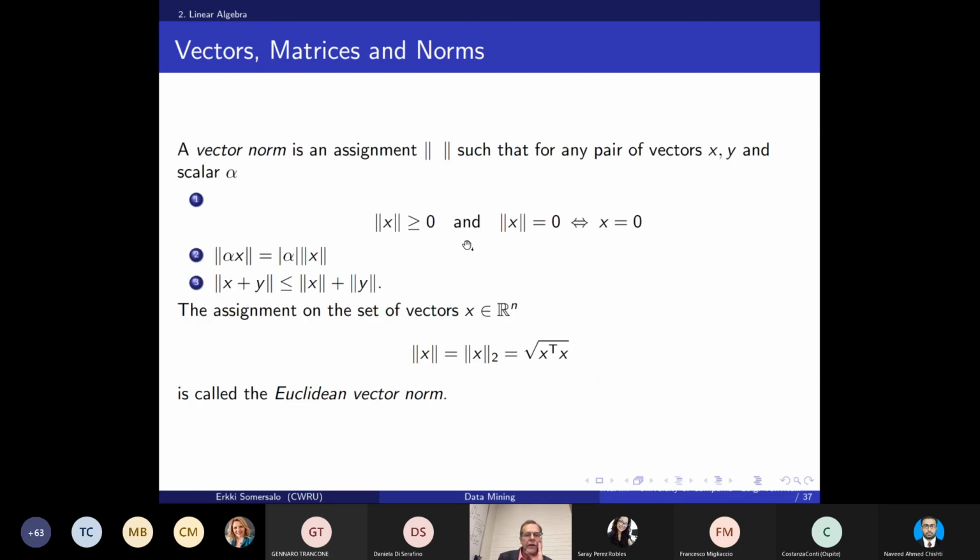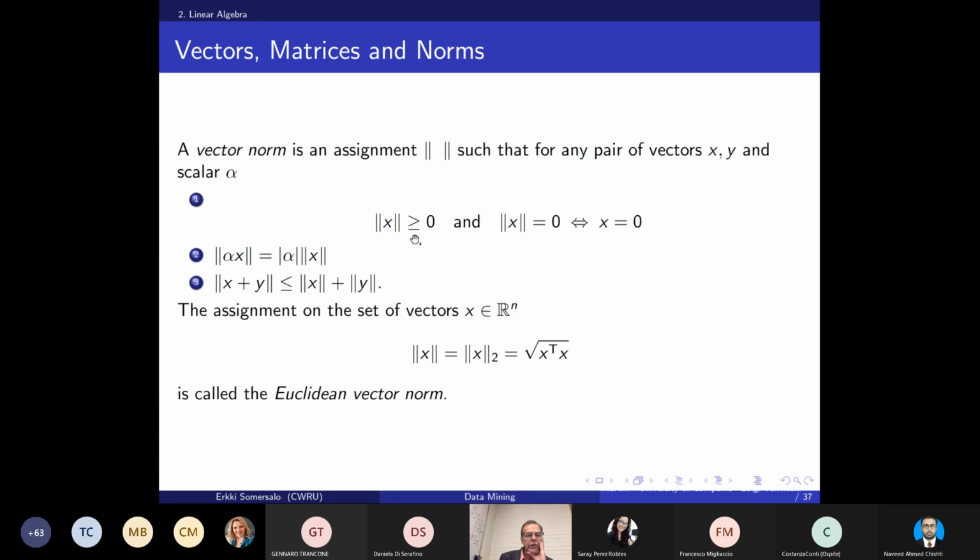Further, we are defining vector norms. So a vector norm is any assignment mapping vectors to non-negative scalars, denoted by these two bars, if that assignment satisfies three fundamental properties. First of all, the norm has to be positive definite. That means that the norm of any vector has to be larger or equal to 0, and it should be 0 if and only if x is a 0 vector. That is, all the components are 0.